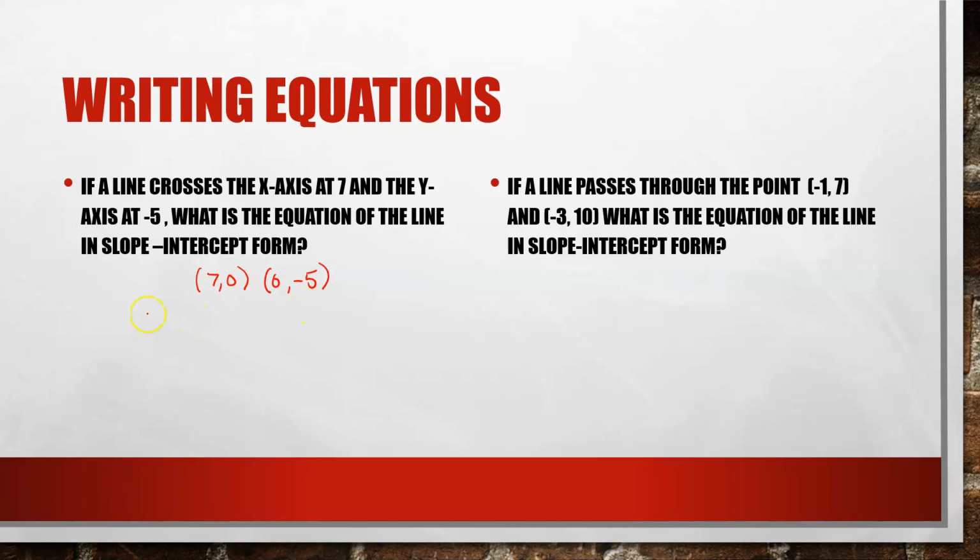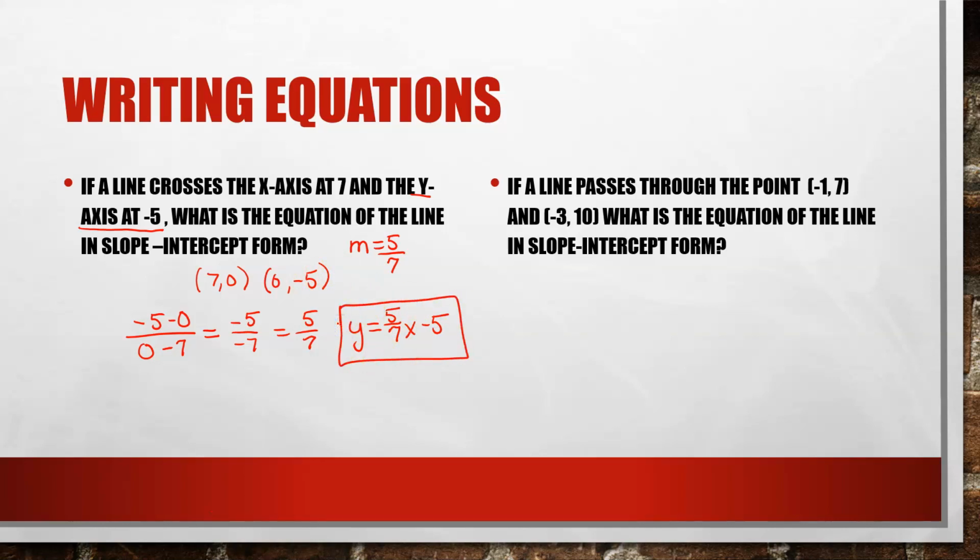Let's find our slope first. I have -5 minus 0 over 0 minus 7, which gives me -5 over -7, which is 5/7. So m is 5/7. Okay, let's plug that in. We don't even need to find the y-intercept because they already told us. It's right here. So in our formula, we're going to plug in our m, and then this is our y-intercept. They give it to you.